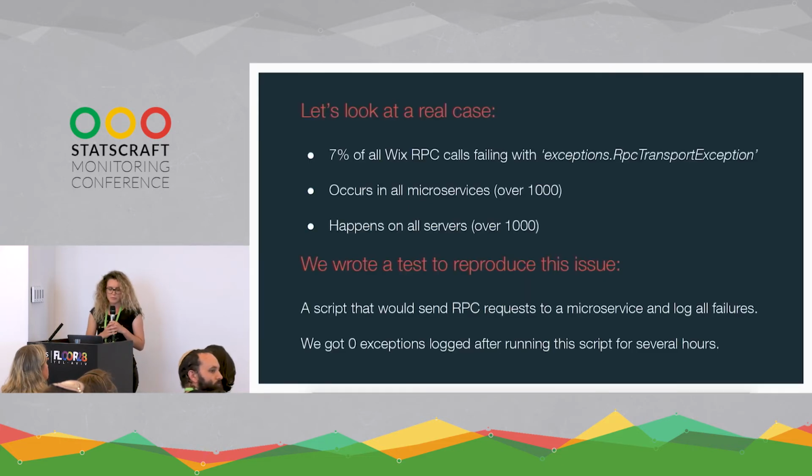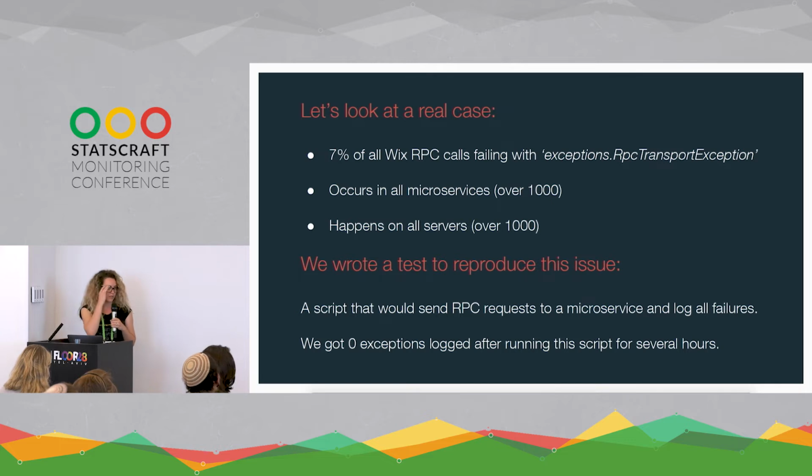Let's look at an example. We had a problem at Wix when just 7% of all our RPC calls started failing with some RPC transport exception, which tells basically nothing. It occurred in all our microservices. We have more than 1,000 of them, and it happened on all application servers. We also have more than 1,000 of them.